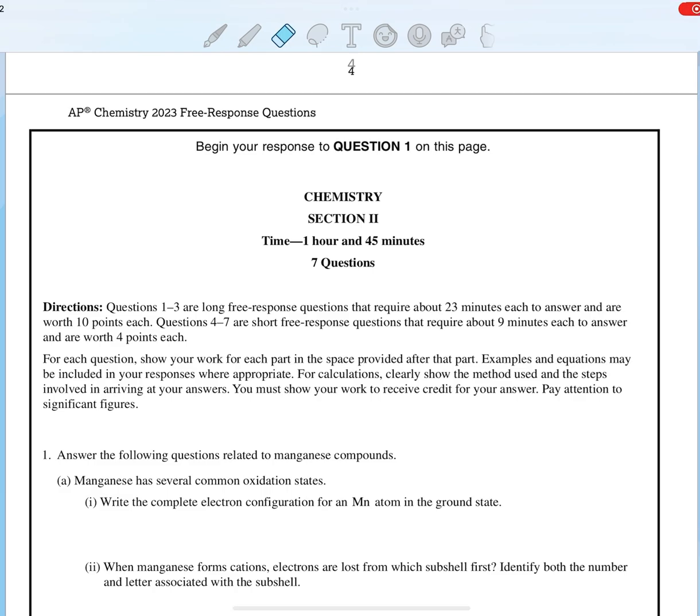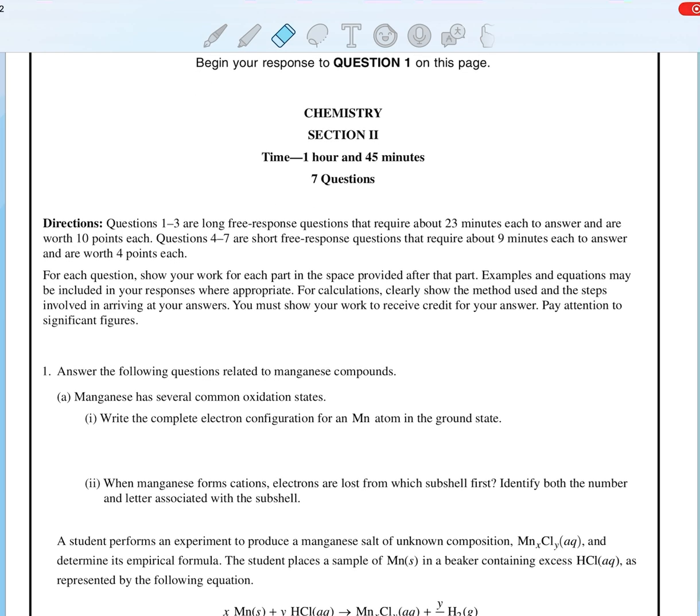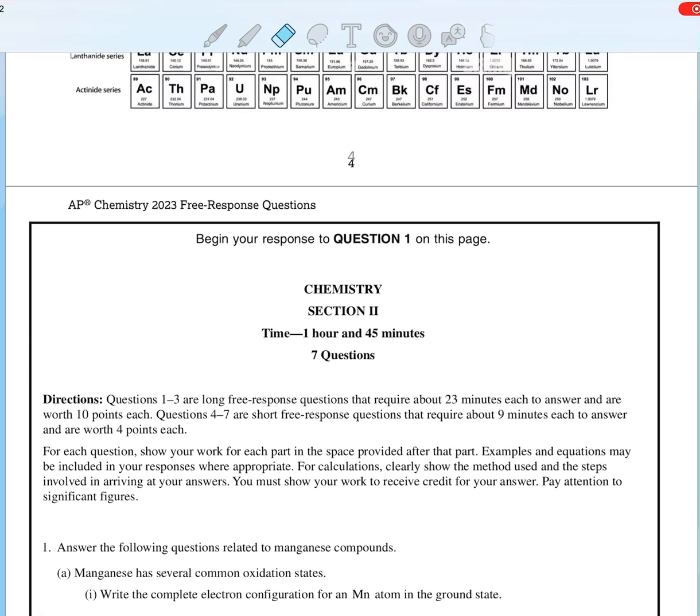Hello everyone, let's solve question 1 on the 2023 AP Chemistry exam together today. And question 1 is talking about manganese, the atom. It is a multivalent actually, so it has lots of oxidation states, but we're asked to write the complete electron configuration for just a regular manganese atom in its normal ground state. Okay, so it's regular electron configuration, so not any electron promotion or anything like that.